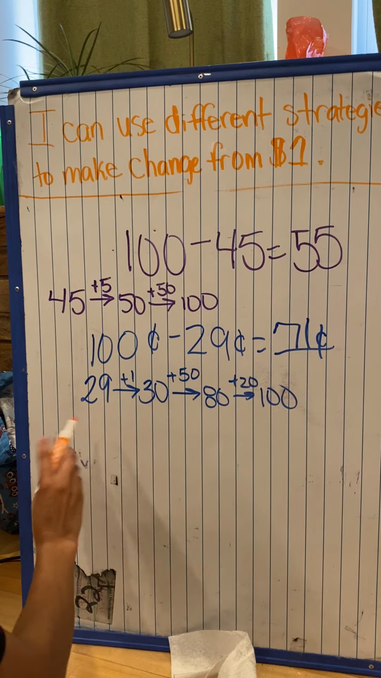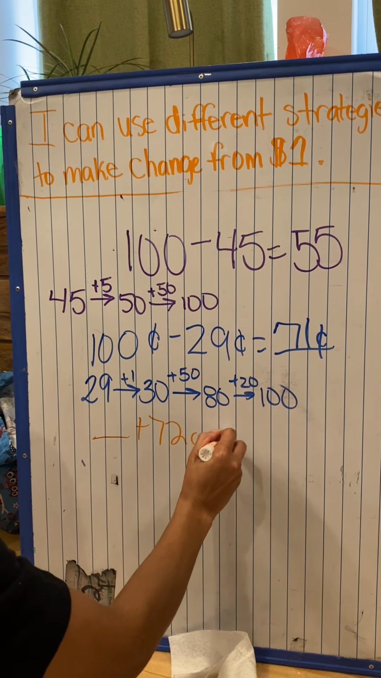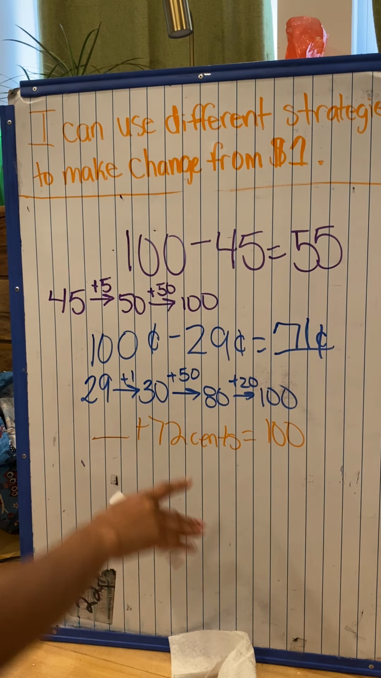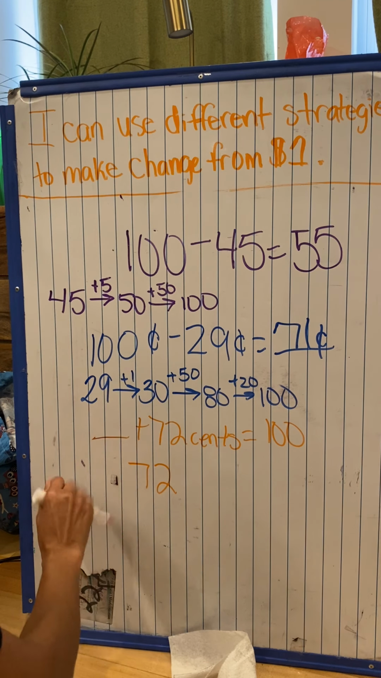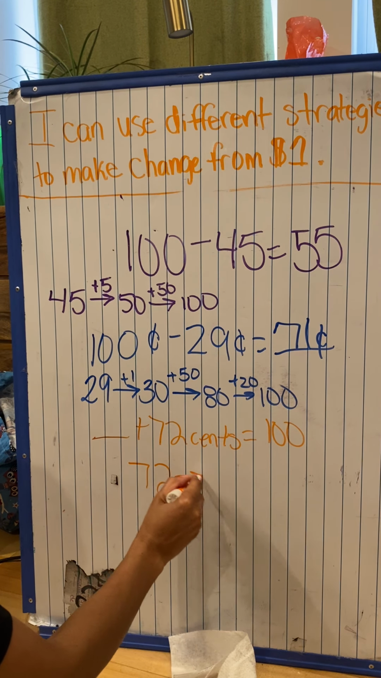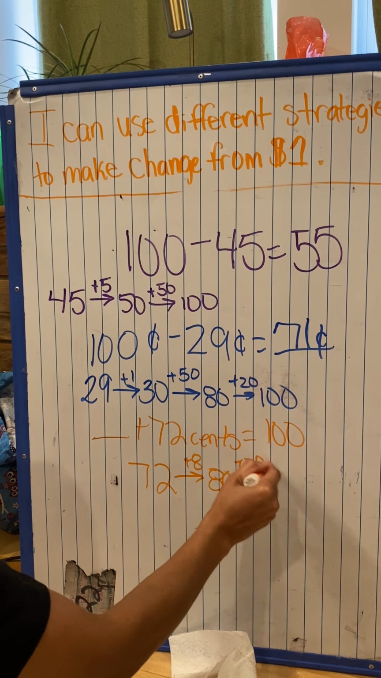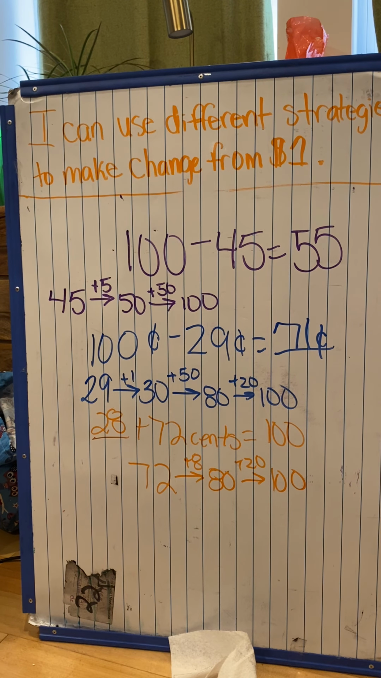And last but not least, what about 72 cents plus something will give you 100 cents. How much? Yes, if you start at 72 and count up to 100, you will find the missing part. So 72 plus 8 will give me 80, plus 20 will give me 100. So 28 cents plus 72 cents equals 100 cents.